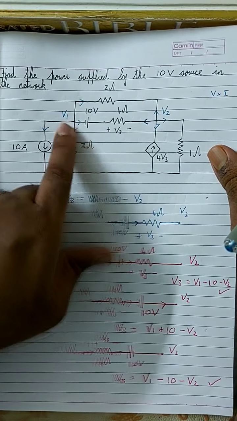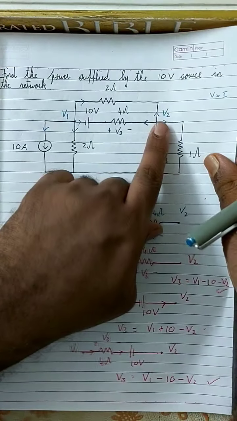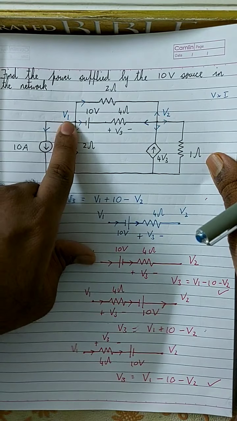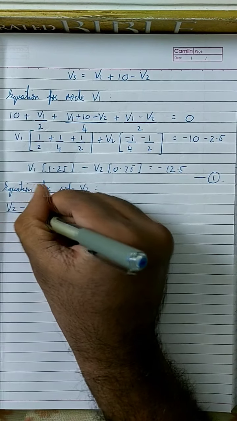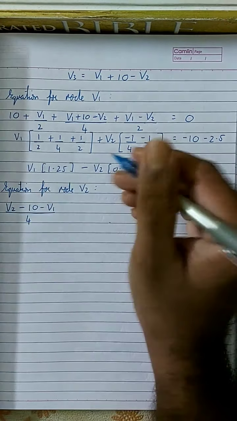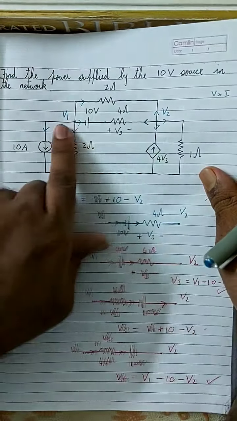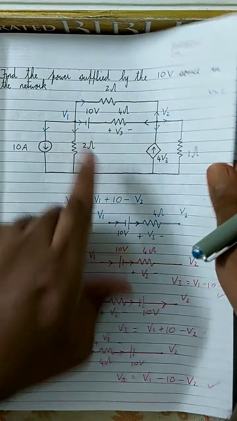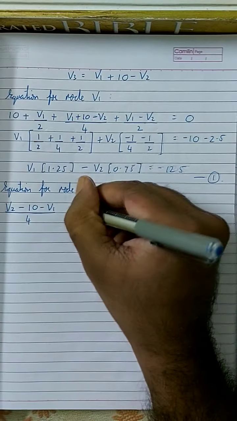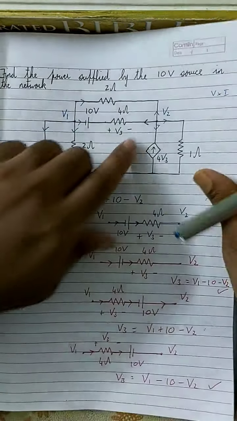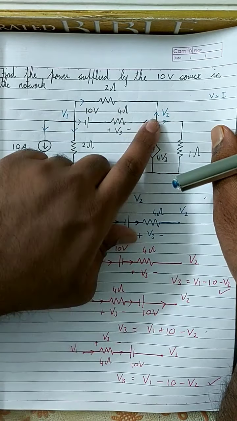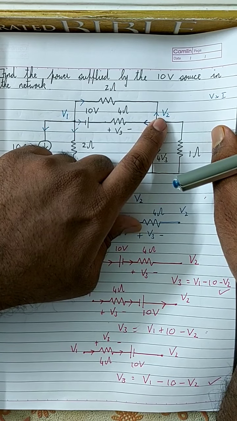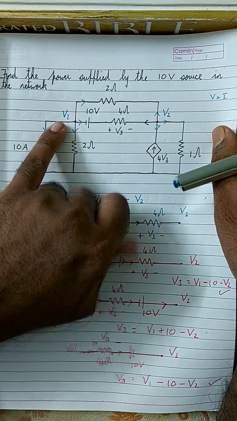V2 minus 10 minus V1, because this is positive, this is negative, and this is also negative. That is why V2 minus 10 minus V1 by 4. So this is the current through this branch flowing from V2 to V1. Plus, now what is the current through this branch flowing from V2 to V1? Since this direction is going like this, which means V2 is the higher potential, V1 is the lower potential, right?